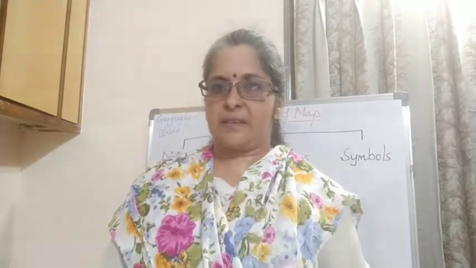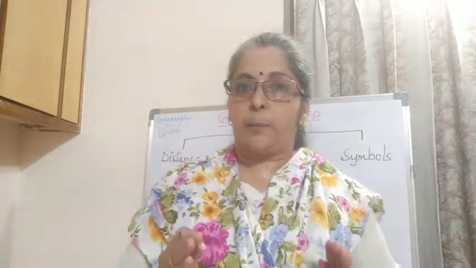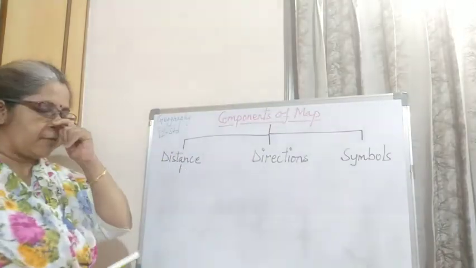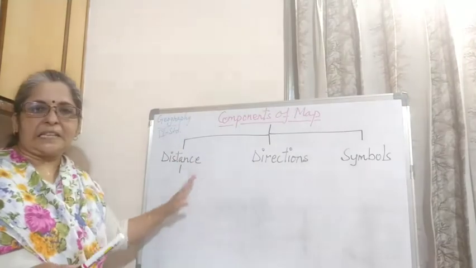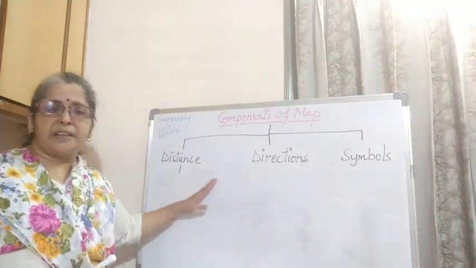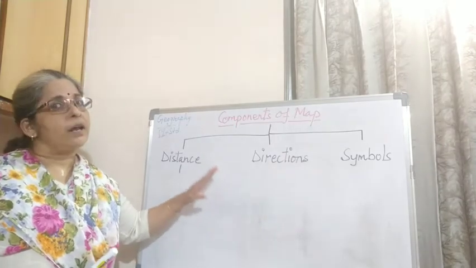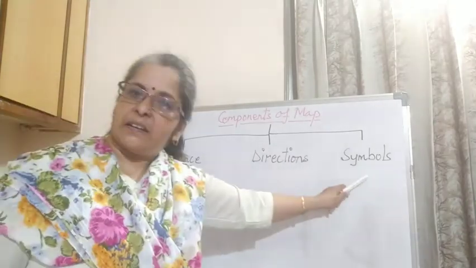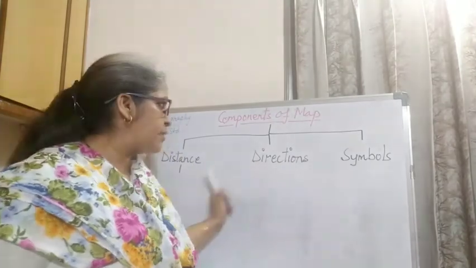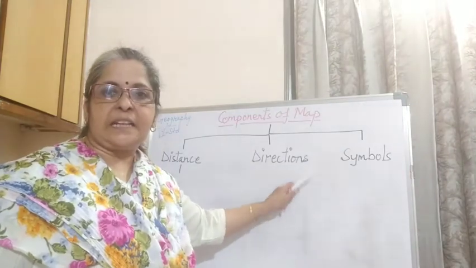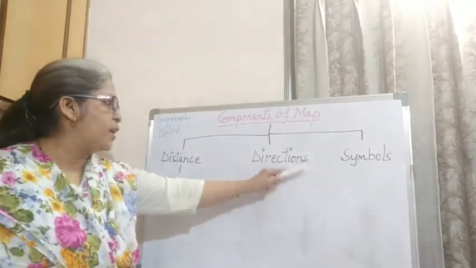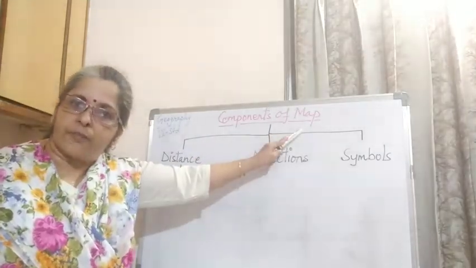Now, the main thing is, when we study a map, there are 3 important components, 3 important points which we have to keep in mind while studying any type of map, either a political map, physical map, or thematic map. We have to see the distance, directions, and symbols. These 3 things we have to study while getting information through any type of map. These 3 points are known as the components of a map.